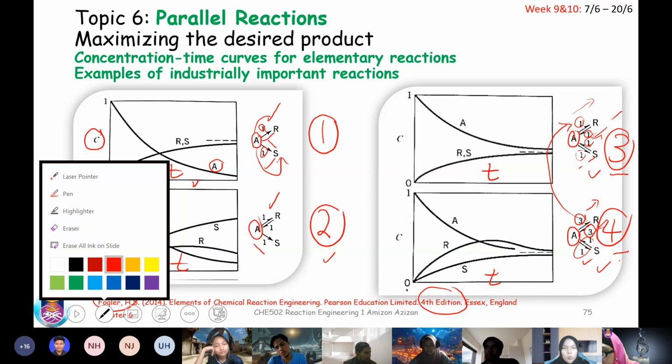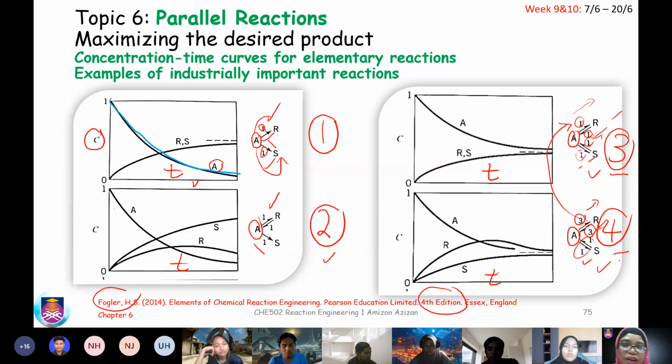Let's say blue. So the A will decrease. It's very clear. At the same time, through time, the product will increase. Since both R and S are at the same intensity of rate of reaction, let's say a specific rate constant and so on, then we can say that they are having the same curve.